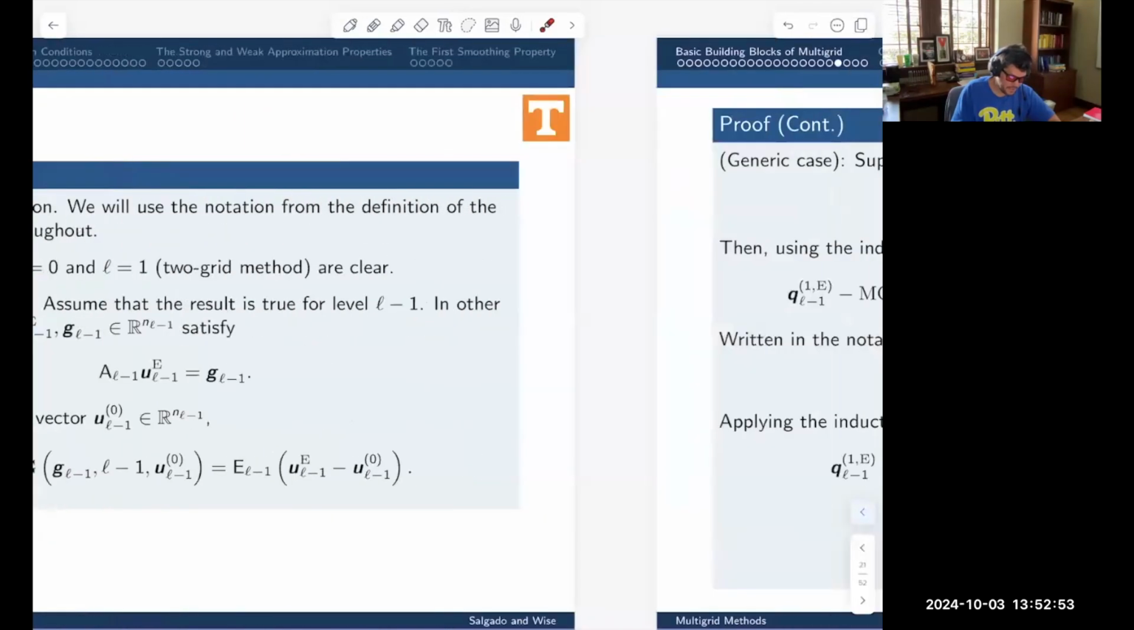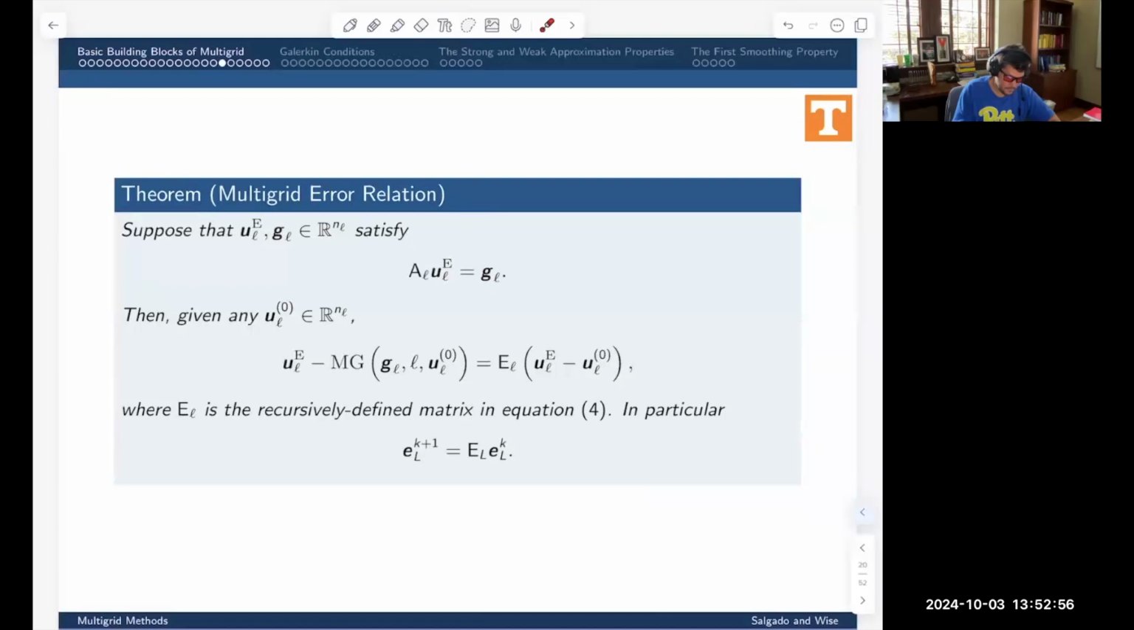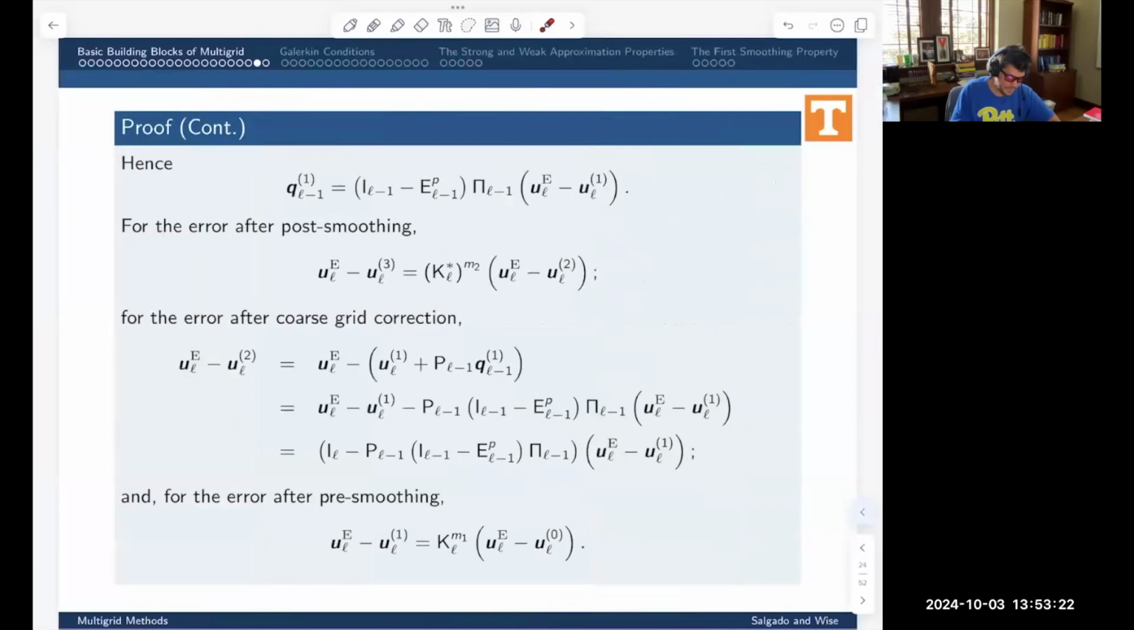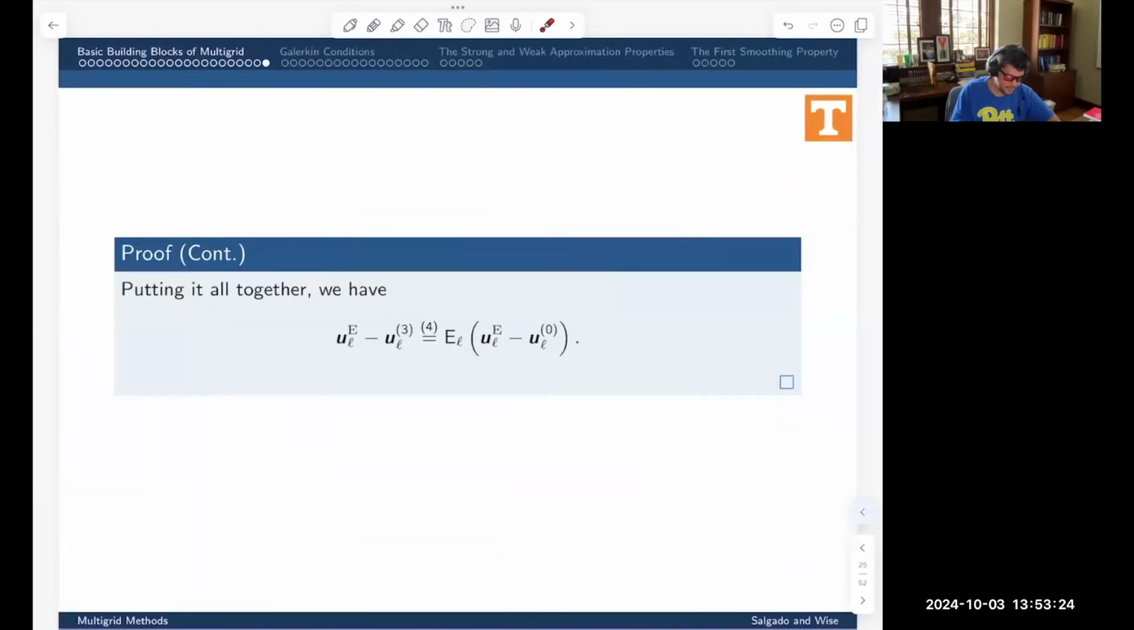So it holds by induction that this is our error transfer in applying one application of multigrid using this as an initial guess. One application of multigrid generates a new error, and that is equal to the previous error times this matrix. So that must be the error transfer matrix for a step of multigrid. And that's it. That's the long and the short of it, I guess.